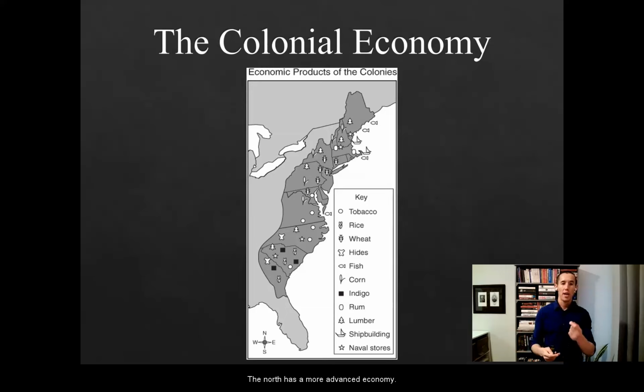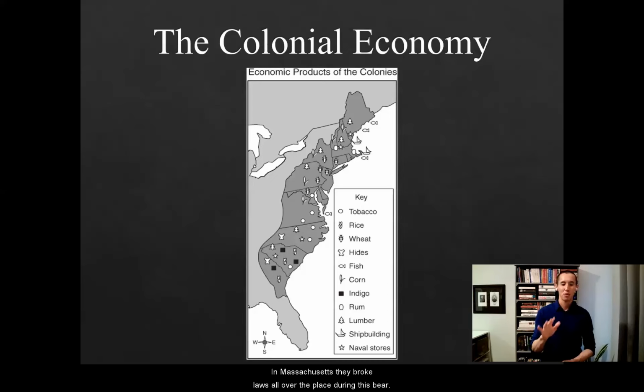The North has a more advanced economy, so the New England colonies, they were in more economic competition with England. That's why the American Revolution starts in the North. That's why it starts in Massachusetts, because Massachusetts had one of the most advanced economies, and so it was in more economic competition with England. So, being good Americans, they started the great American tradition of breaking laws to make money.